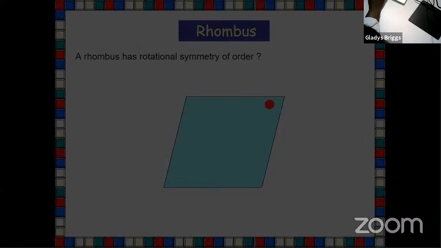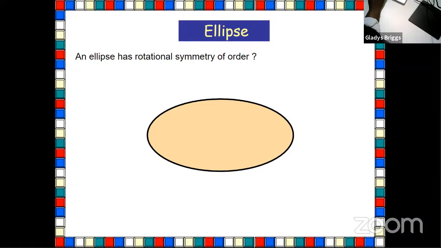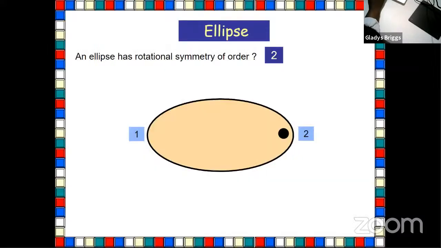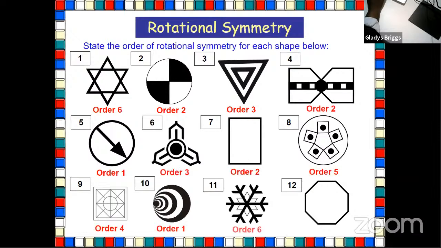Yeah, well done, Naji. Now this one is 2 times. Yeah. Well done, guys. So look at all of them, all different shapes with different orders of rotational symmetry.